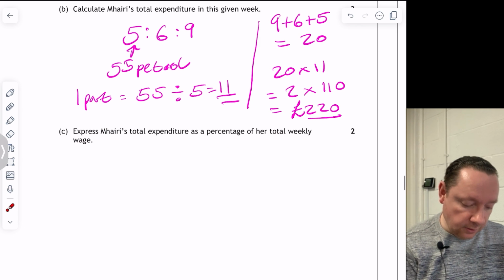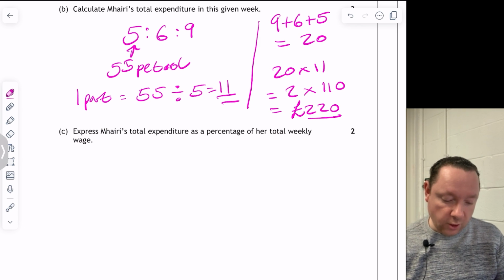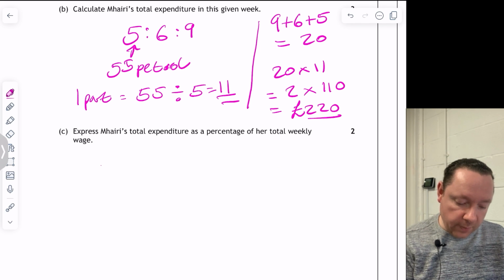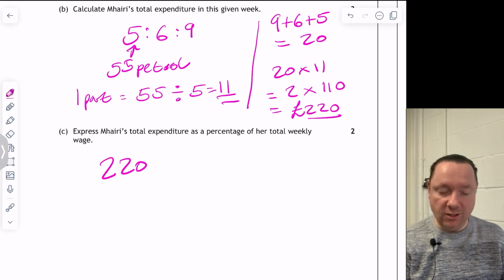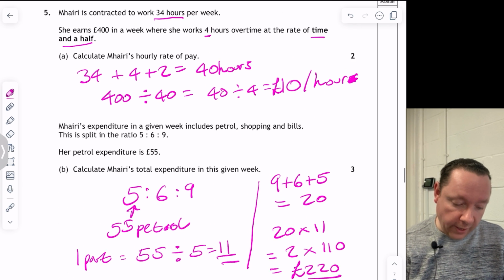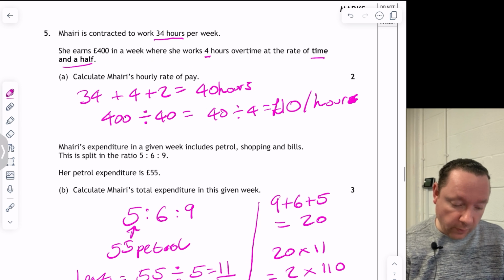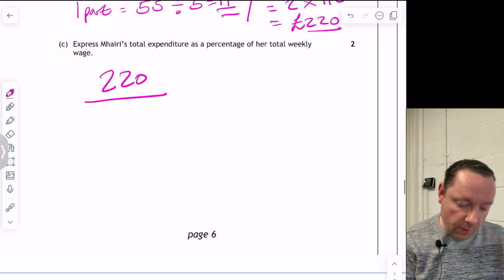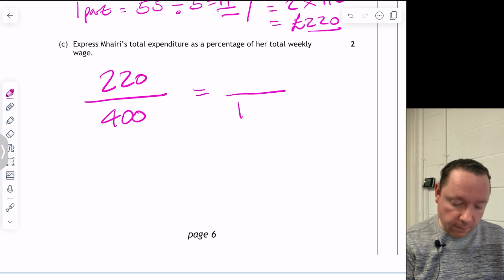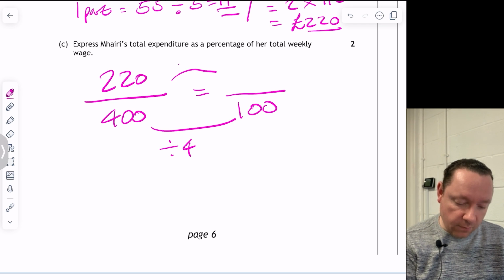Question C says, express Valerie's total expenditure as a percentage of her total weekly wage. So her total expenditure is 220. As a percentage is the same as asking for a fraction, so do a fraction first. And her total weekly wage is £400 a week, it says. So now I want that as a percentage. So again, if it's non-calculator, you're always trying to get to 100. So to go from 400 to 100, I divide by 4. So I divide this number by 4.